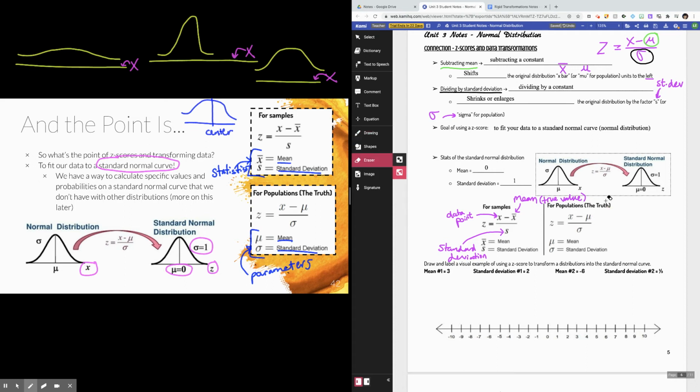Actually, let me turn that off and do this in a slightly different color. Same thing, whether you're dealing with parameters or statistics, it does not matter. Give me a second to clear my screen off here, and I'm going to show you this in action. I'm going to take a normal distribution, a bell curve, and show you how it converts using a z-score to the standard normal. I will see you back here in just a moment.